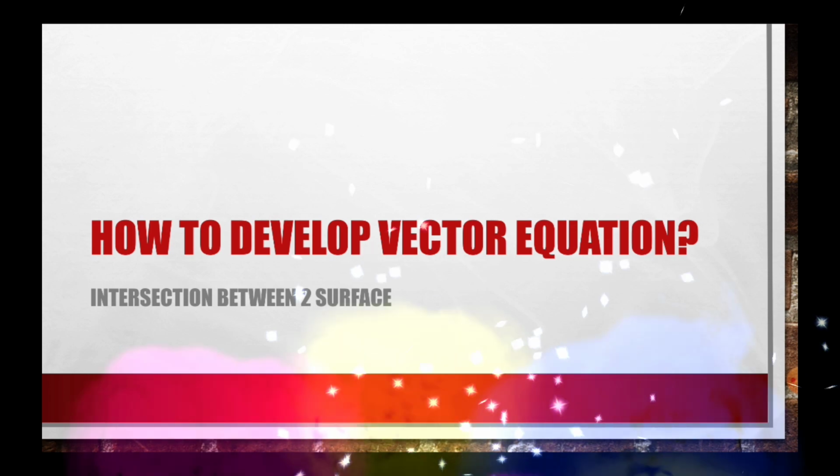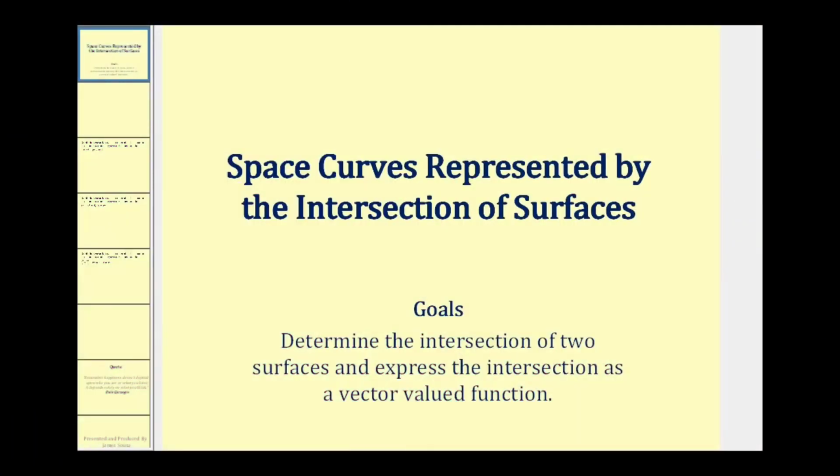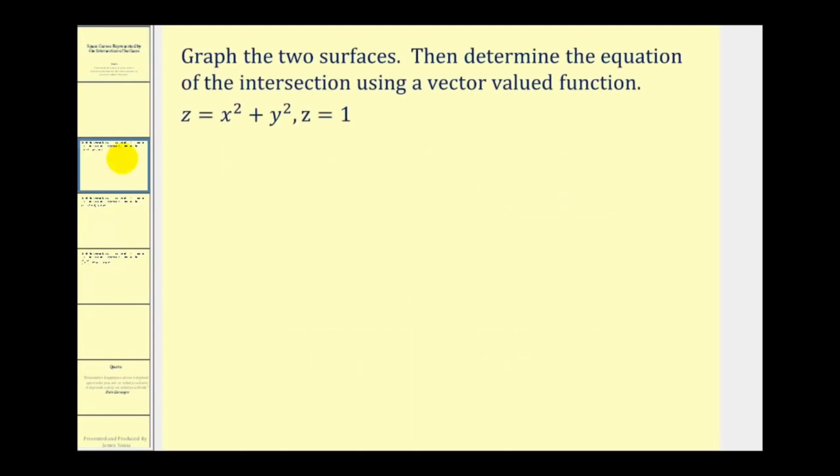Okay. Welcome to a video on space curves represented by the intersection of surfaces. The goal of this video is to determine the intersection of two surfaces and then express the intersection as a vector valued function. Let's take a look at our first example. Here we want to graph the two surfaces and then determine the equation of the intersection using a vector valued function. Let's start by taking a look at the graph of these two surfaces.